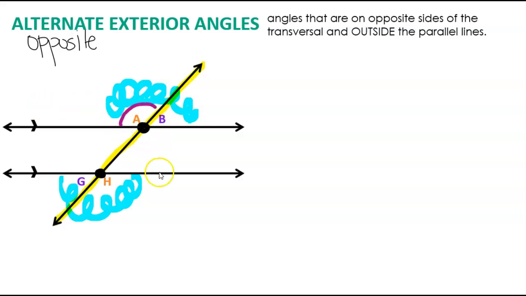So like A and H. Notice they're on different sides, or alternate sides, of our transversal line, and they're on the outside of the lines being cut. Okay? Another example would be angle B and angle G.